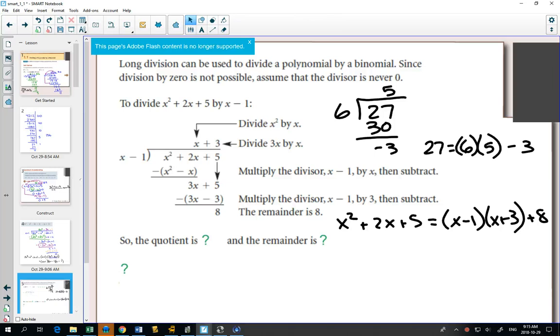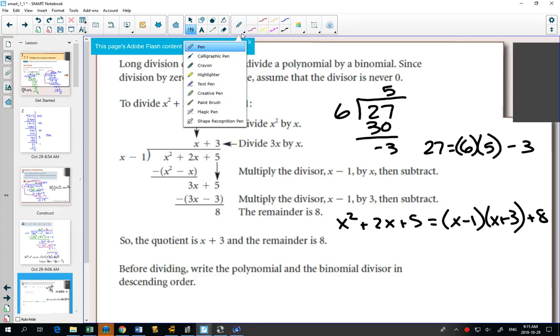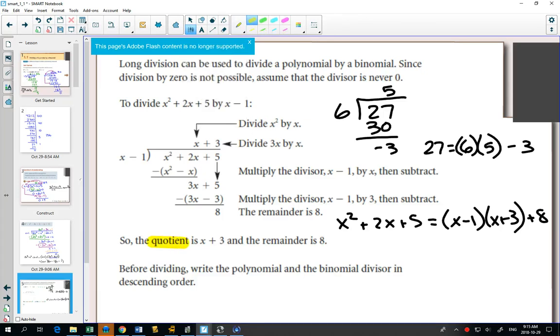So we have some definitions. Most of them are here, so I'll highlight a couple. The quotient is your answer. That's your quotient. We have the remainder, which is what you're left with in the end.